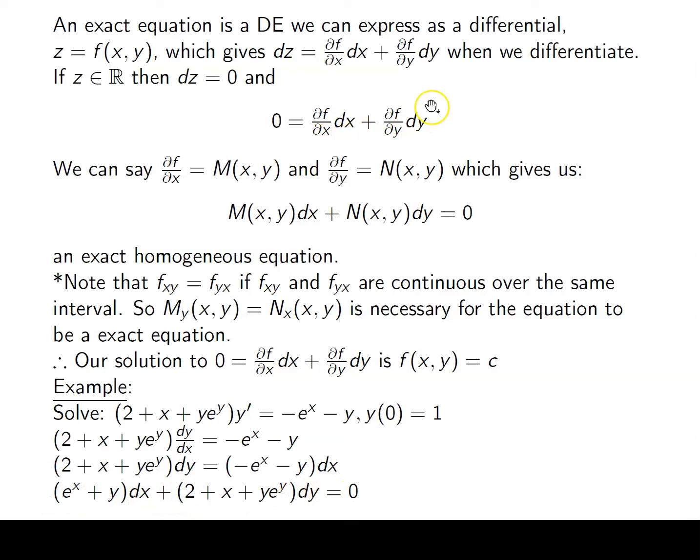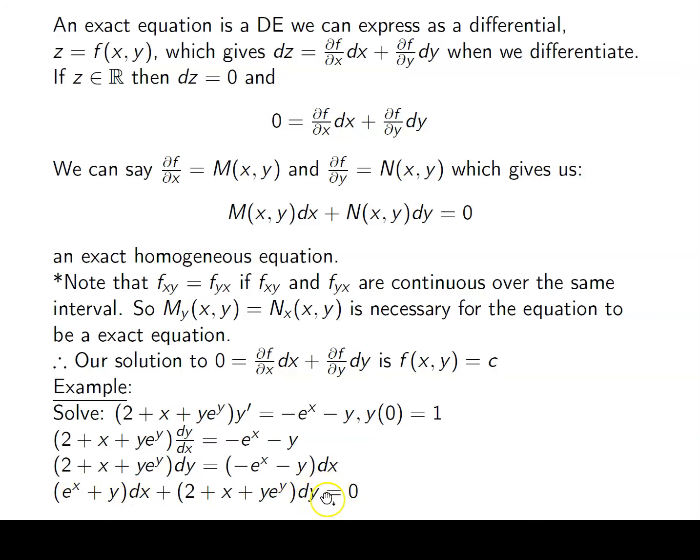And now I'm in this form. The one that's multiplied times my dx, that's my M function. The one that's times my dy, that's my N function. So what I need to do is take my M function, the one that's times dx, and differentiate it with respect to y.